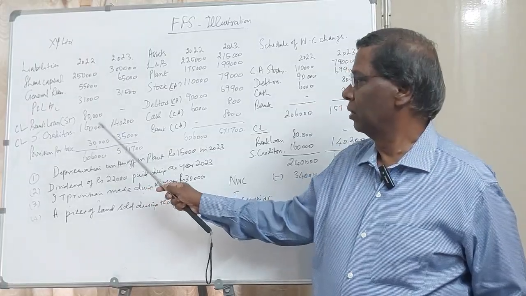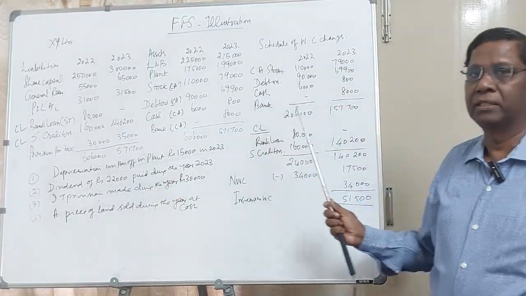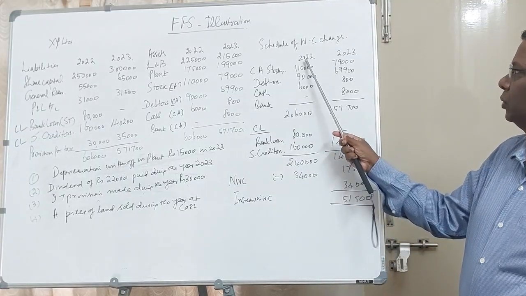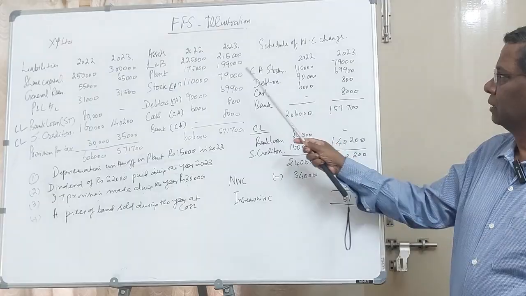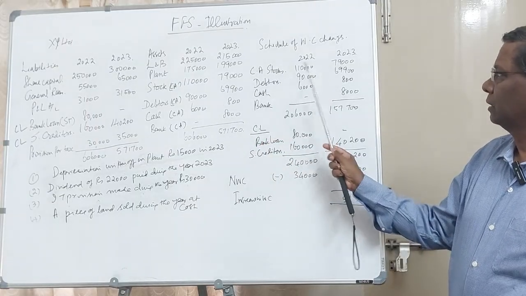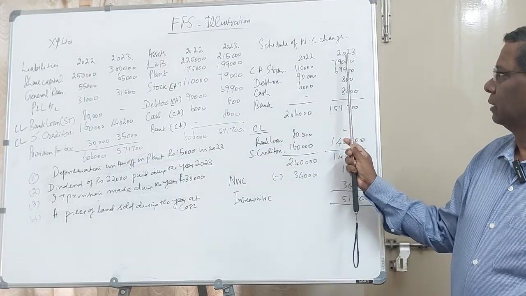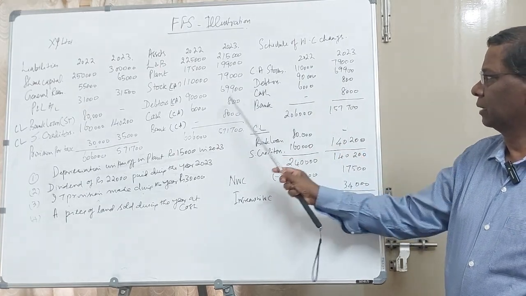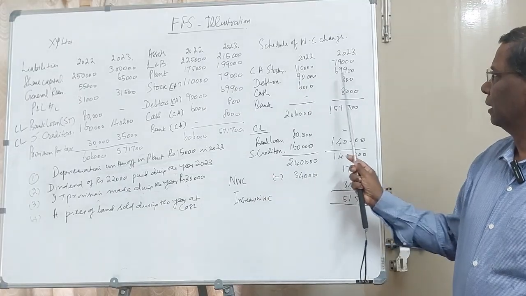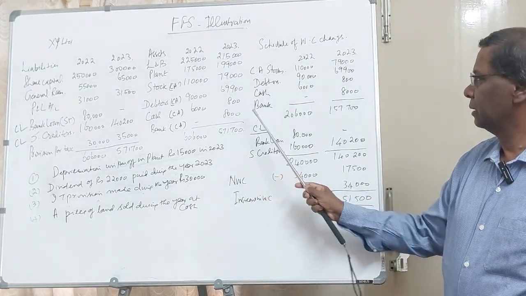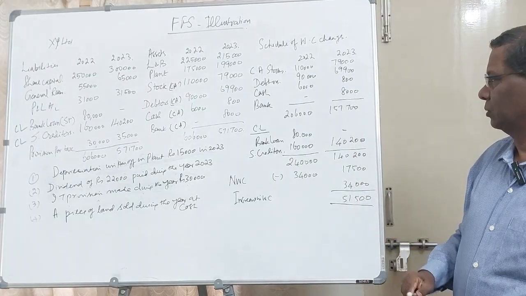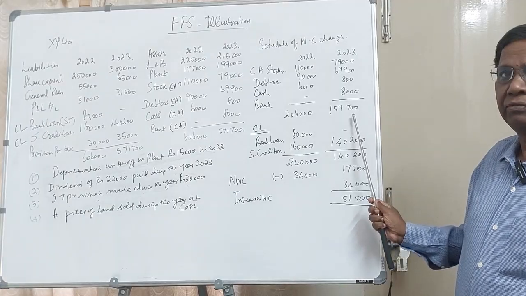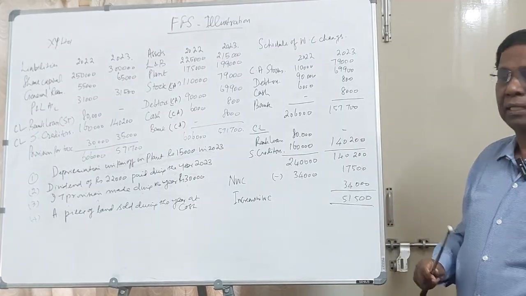Now I'll have to tabulate the current assets and current liabilities in columns. In 2022, current assets: stocks 1,10,000, then 79,000. Then debtors 90,000, 16,900. Then cash 6,800. Bank this year 8,000. So total current assets is 2,06,000 and 1,57,500.